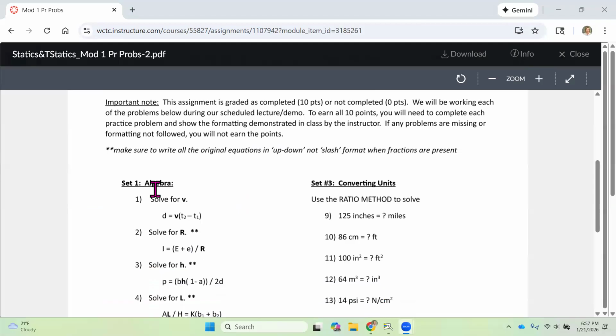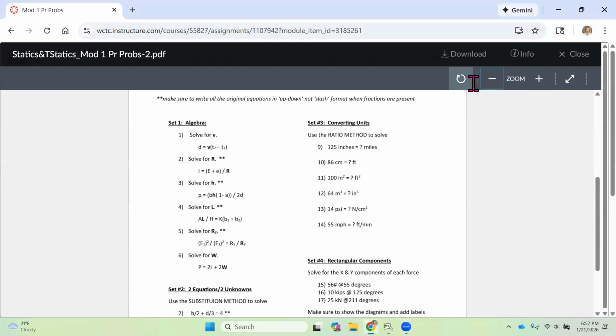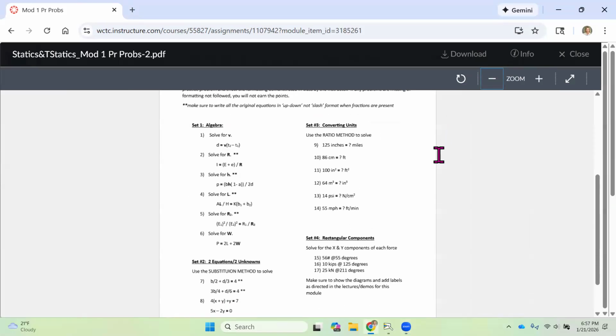All right, so I have this little 2 asterisk. It says, make sure to write all of the original equations in an up-down, not a slash format when fractions are present. And I'll demonstrate that in a little bit. So let's look at what we have here. I'm going to zoom out just a little bit. So on this sheet, it's 1 page, okay, it's just on this 1 page. And there are 1, 2, 3, 4 sets of problems.